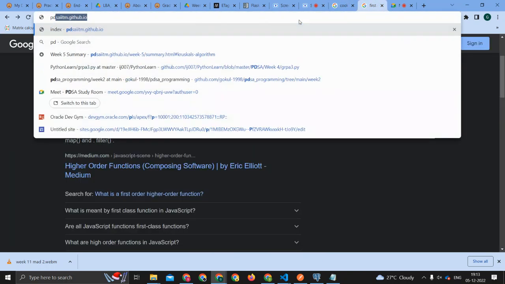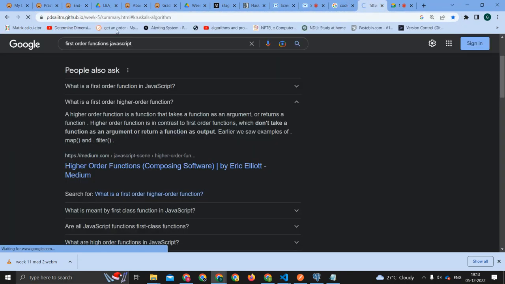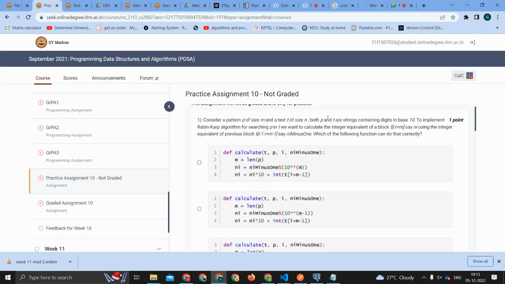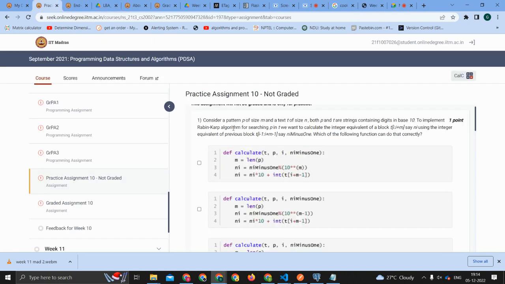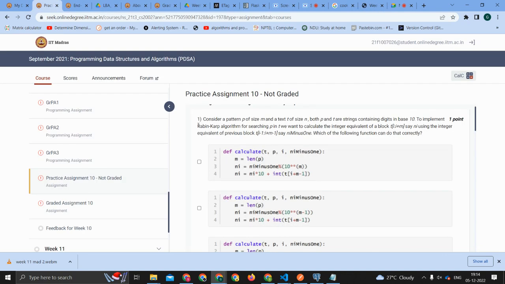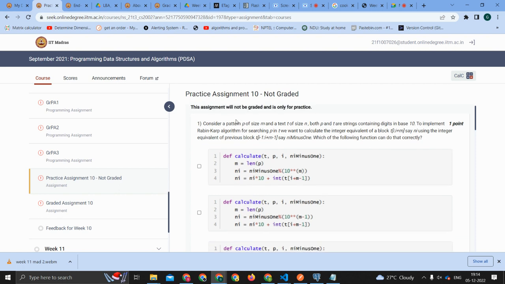Let me also take the PDSA GitHub. So we'll see the question here and try to see the concept also. Okay. So the first question deals with... Uma, can you just read this question once? Then we'll go to that.